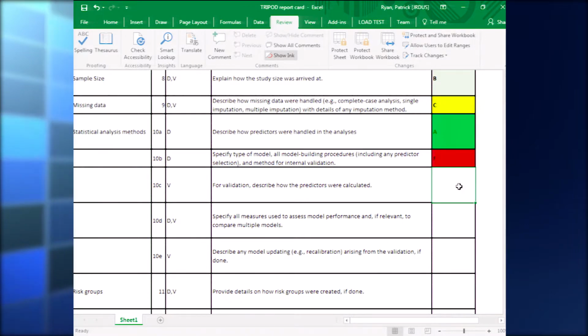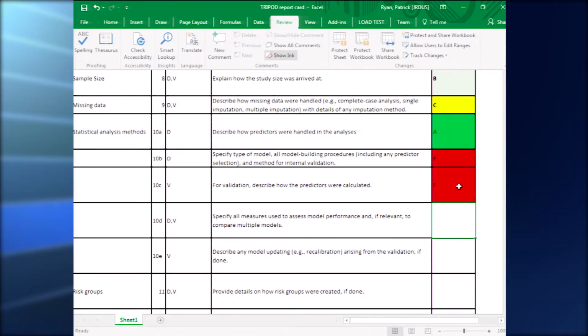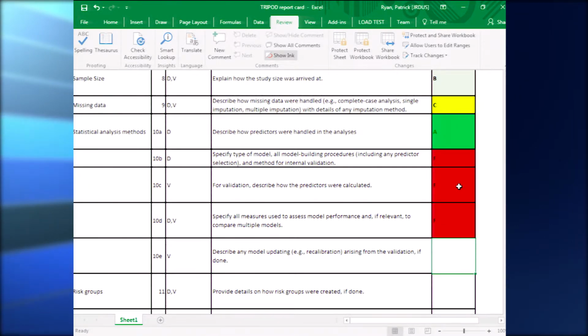All right. Okay, 10C. For validation, they claim this is a validation study. Describe how the predictors were calculated. F. Okay. 10D, specify all measures used to assess model performance. I hear an F. They just made a table where it says, look, the higher scores have higher risk. I mean, that's not a performance. Right. I mean, it's a D minus, minus, minus.